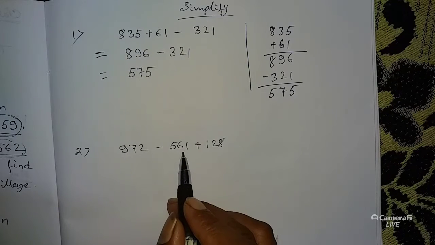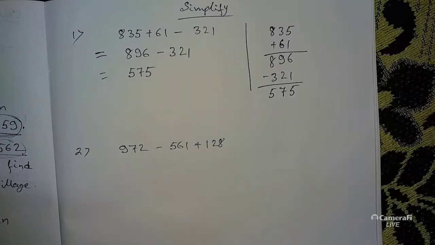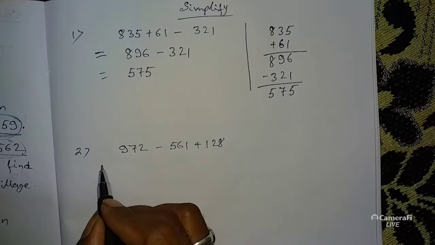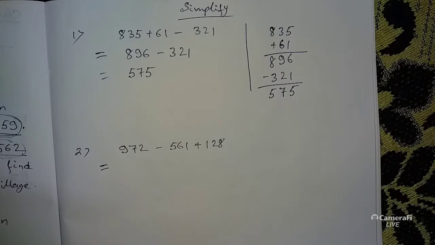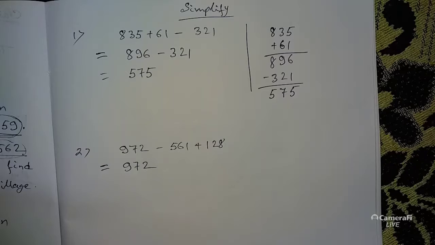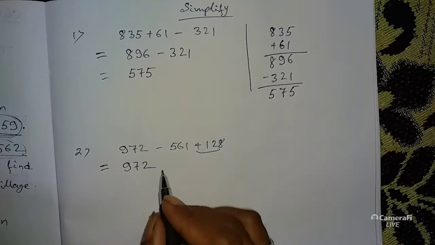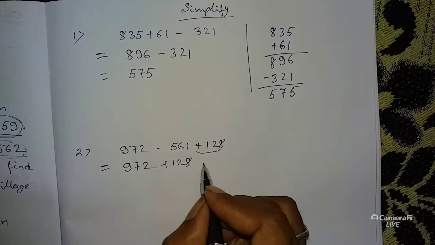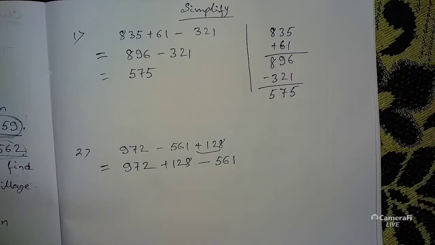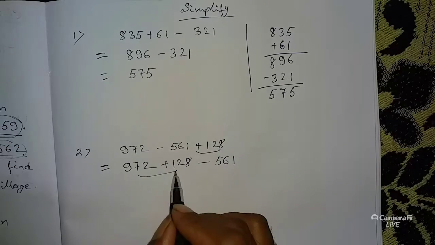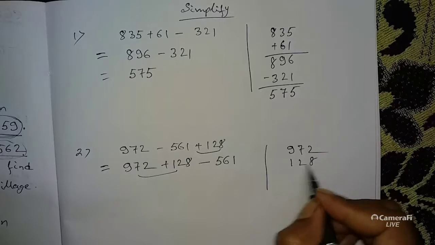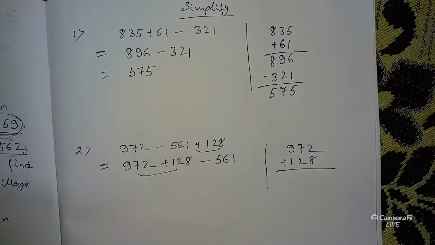Okay. Now coming to problem number 2, simplification. 972 minus 561 plus 128. Here first subtraction and then addition, so in that case we have to first arrange. First number 972 remains in its place, then take this addition part, plus 128 and then minus 561. Now we have to add between these two first. 972 and 128. Add this.